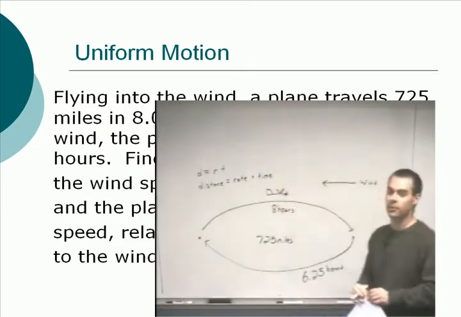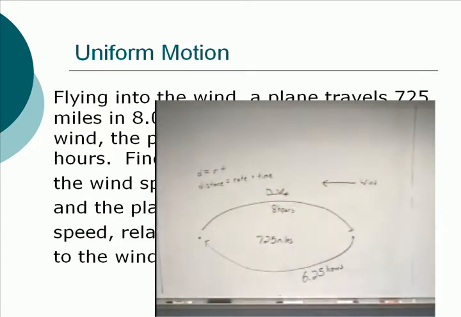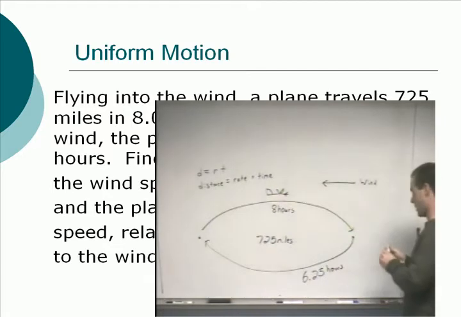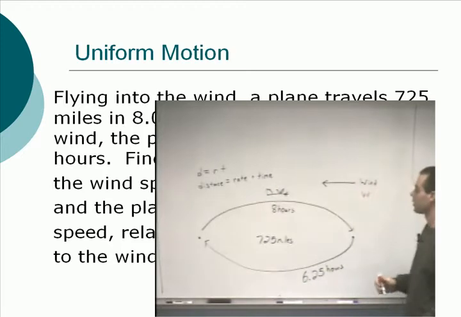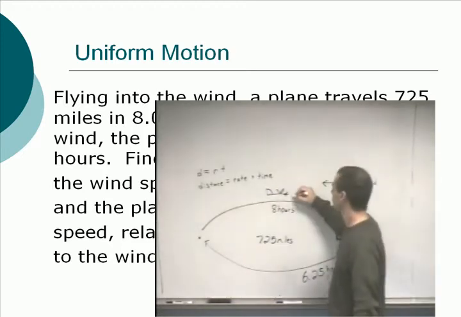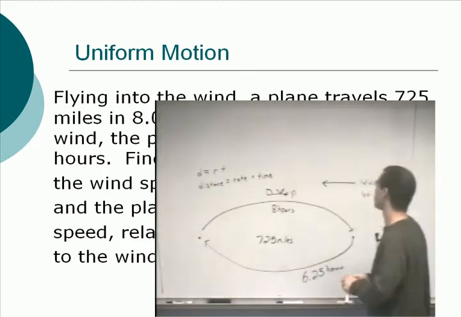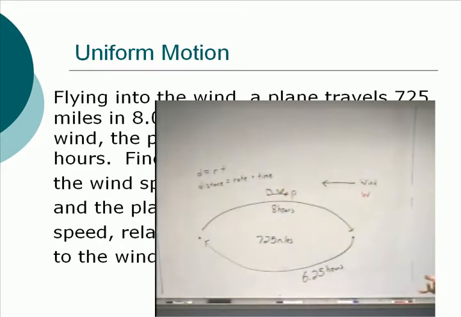Okay, let's assign some variables to our unknowns. What's the question asking? Wind speed and plane speed. So let's make the wind speed W and the plane speed P. Now, what two pieces of information are we given that are probably going to form our two equations?